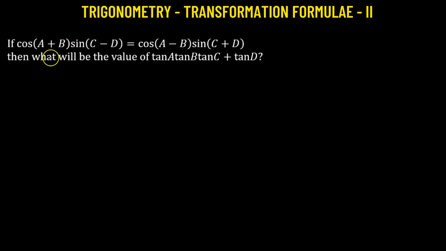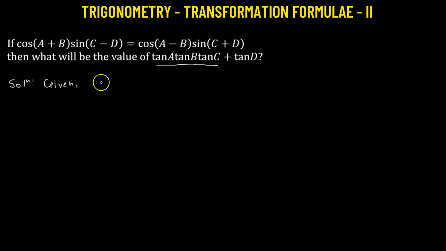So here in this problem, we're given that cosine of (a plus b) multiplied by sine of (c minus d) equals cosine of (a minus b) times sine of (c plus d). Then we will need to find the value of tangent of a, tangent of b, tangent of (c plus d). So let us begin.